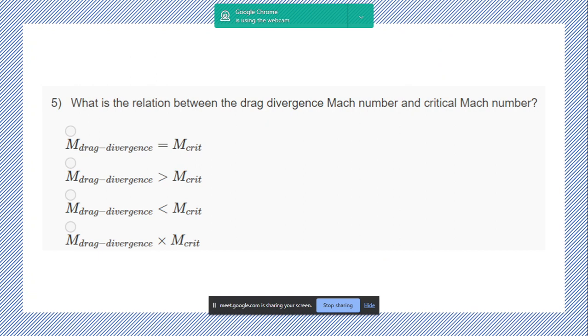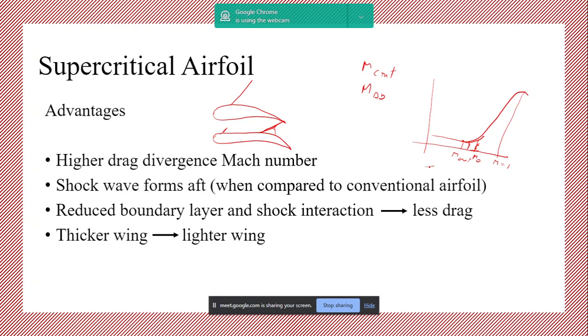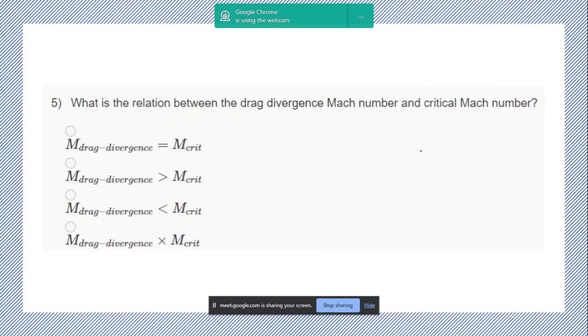Okay. So the next question is, what is the relation between the drag divergence Mach number and critical Mach number? We had shown that diagram, just the graph. Yes, so this was the graph. Just keep that in mind, and we'll look at this question. Is the drag divergence Mach number equal to critical Mach number? No. Is it greater than critical Mach number? Or is it less? Or is there no relation between those two?